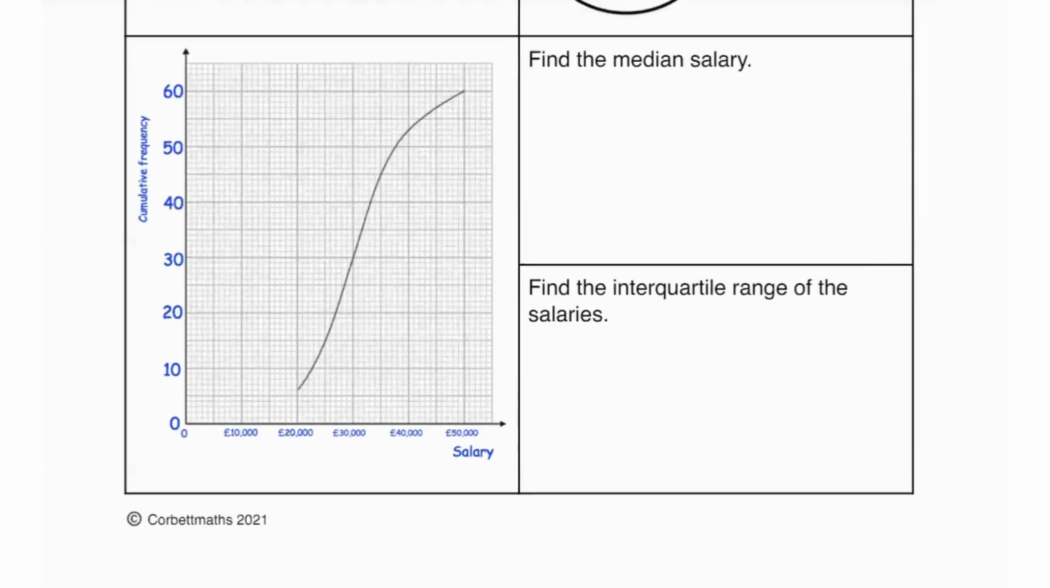The next question says find the median salary and the interquartile range of the salaries. So we have a cumulative frequency graph. And to find the median salary from this, what we'll do is we will divide 60 by 2, which is 30. So from 30, we draw a line towards the graph and look at the x value at this point, which is 30,000 euros. That is your median salary.